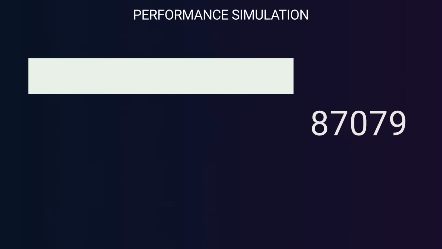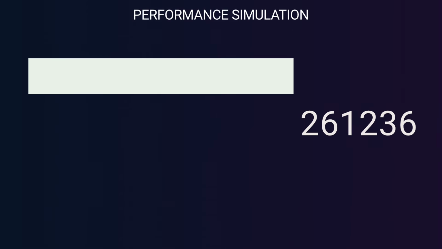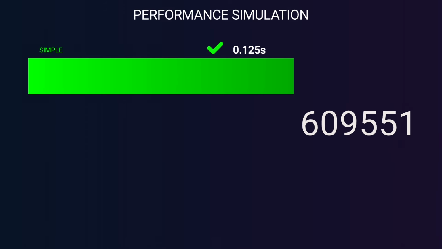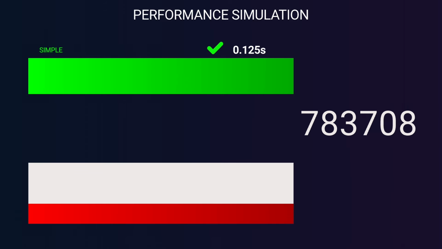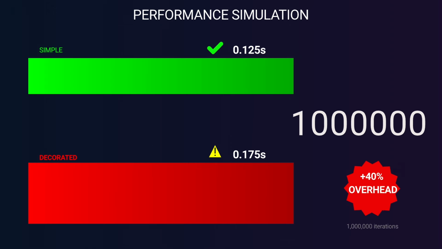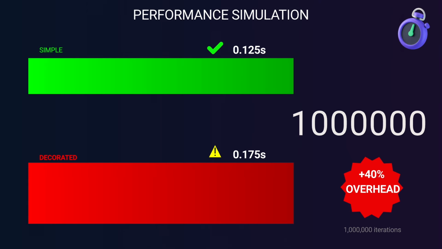Time for our simulation. We'll call each function 1,000,000 times and measure the difference. The undecorated function completes in a fraction of a second. The decorated version, it takes significantly longer. We're seeing roughly 30 to 40% overhead just from the decorator wrapper. That's not a typo. Decorators add real measurable cost.